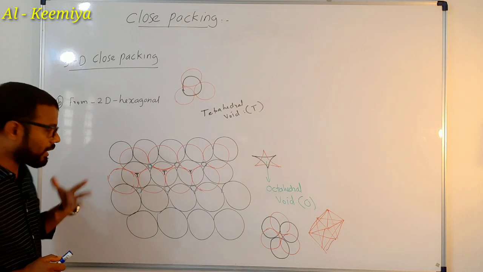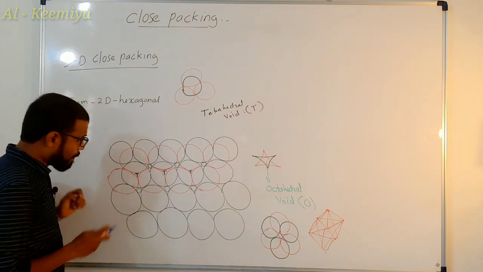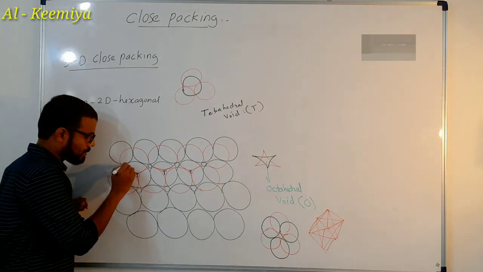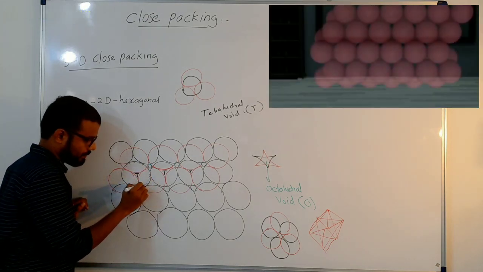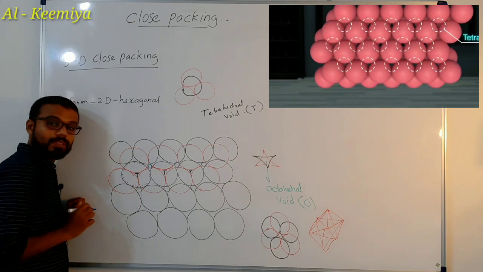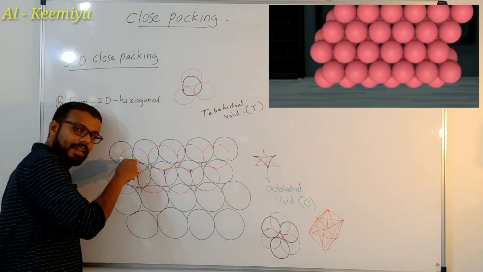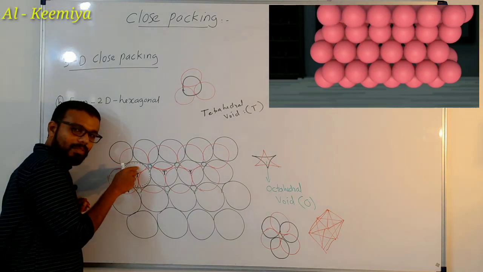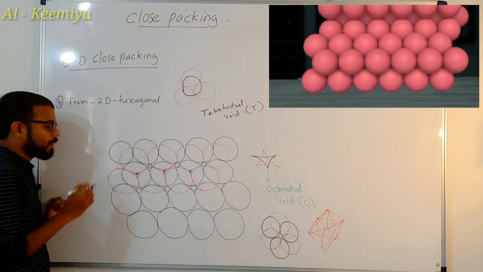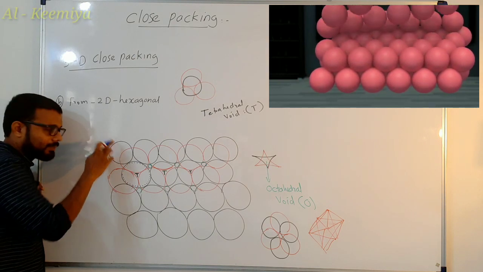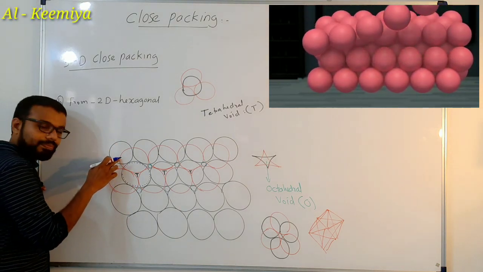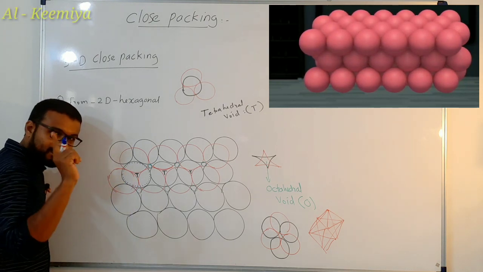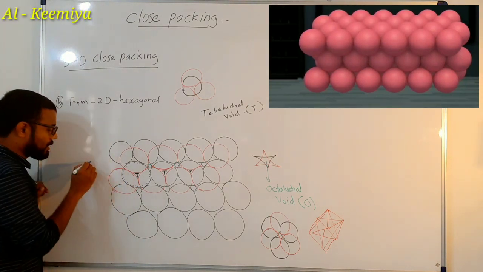Third layer I am going to place. If I place the third layer over the tetrahedral void, that will be like this. See, this is the third layer. This third layer is exactly above the first layer. You can see black and blue, both are similar. So this type of arrangement: first layer black, second layer red, third layer blue again, same as the first layer.